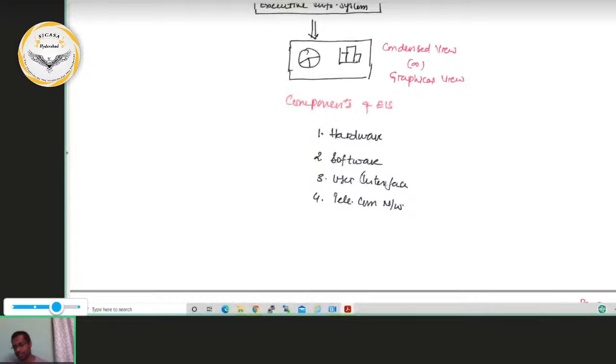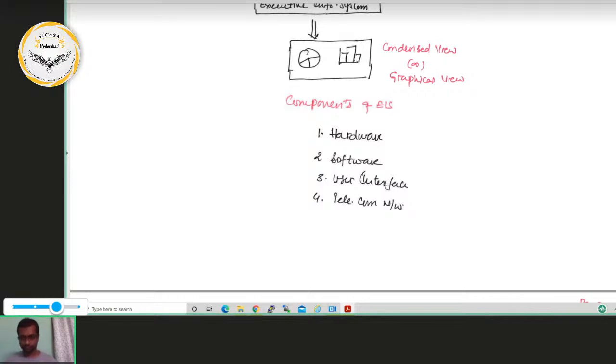So with this we are done with the different levels of information systems. How many levels of information systems do we have? 4 levels: strategical level, management level, knowledge level and operation level.